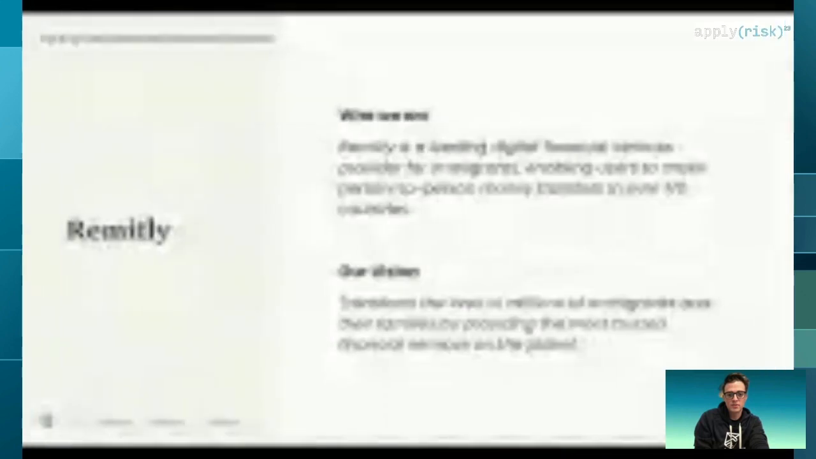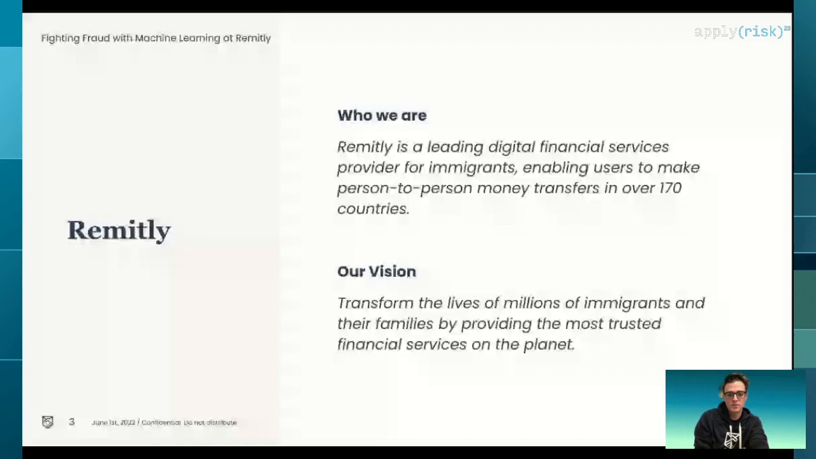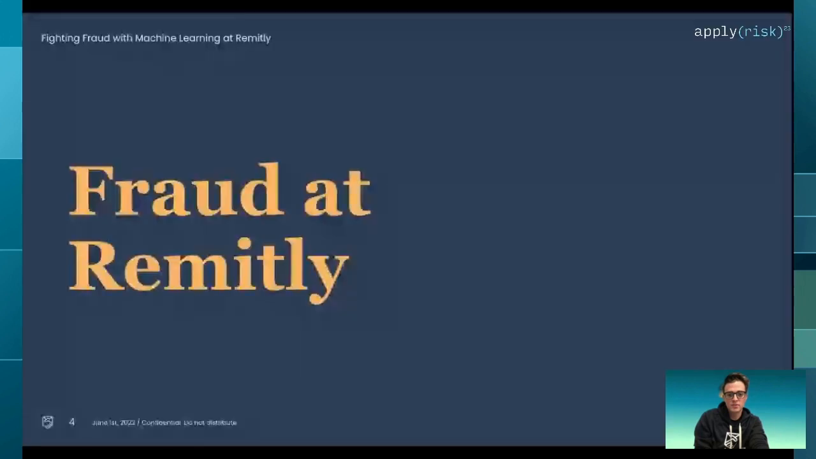Remitly is a leading digital financial services provider for immigrants, enabling users to make person-to-person money transfers in over 170 countries around the world. Remitly's vision is to transform the lives of millions of immigrants and their families by providing the most trusted financial services on the planet. A relentless focus on providing customers with best-in-class products underpins our commitment to bring trust, reliability, and transparency to cross-border remittances and broader financial services. To build trust with our customers means to build world-class risk systems to protect our customers and their hard-earned money.